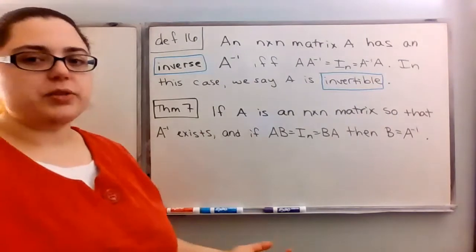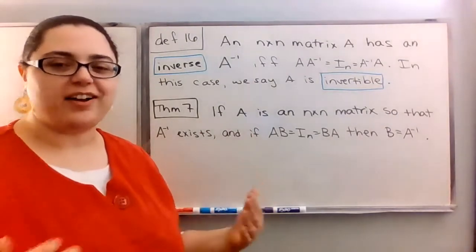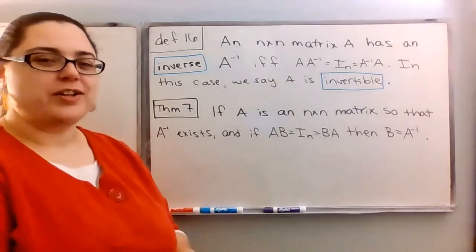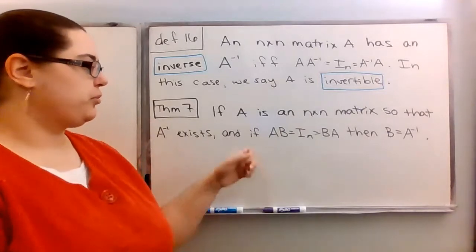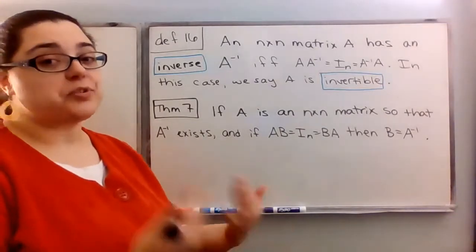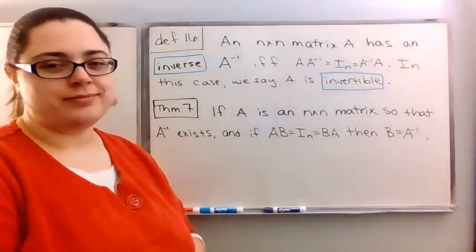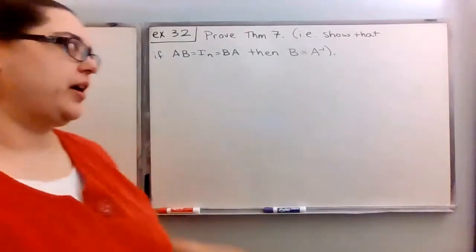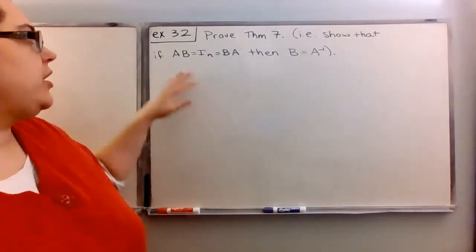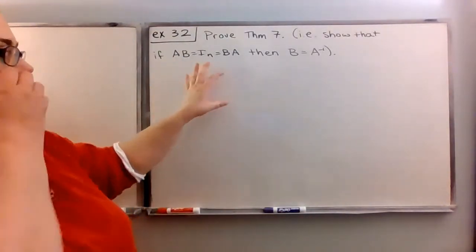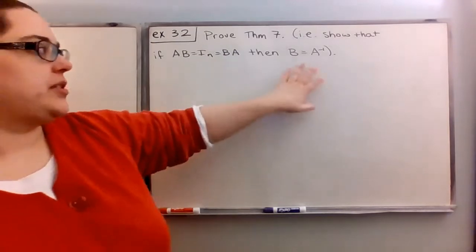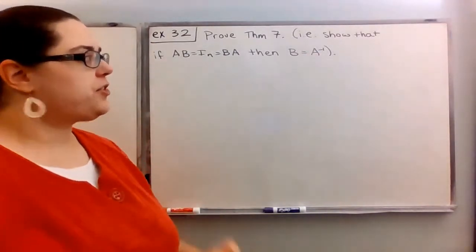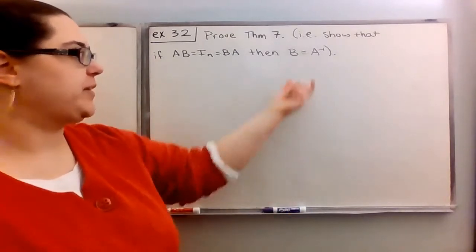So since we took the care to create a lemma to help us prove this theorem, why don't we prove that theorem now? So this is going to be an example, and we're going to prove theorem 7, and we'll see where the lemma jumps in to help us out. All right, so as a reminder, this is what we're trying to prove. If we have this relationship, then B is going to be the same as the inverse of A. So this is what we're trying to show.